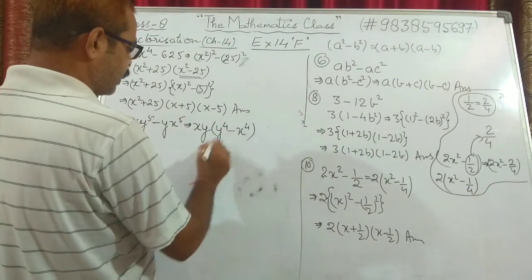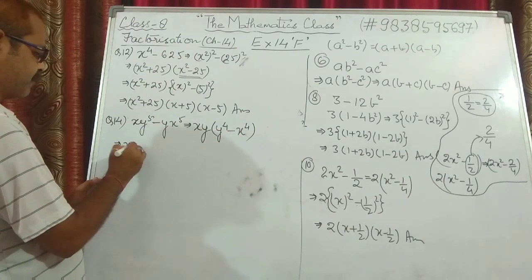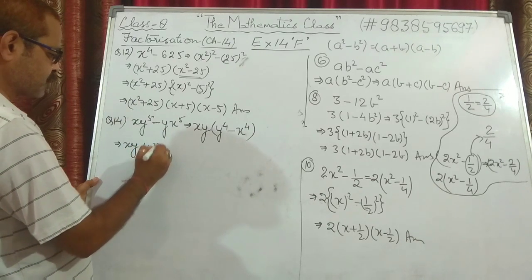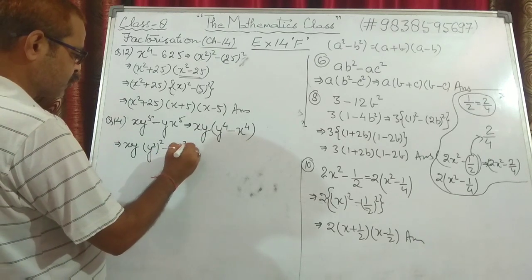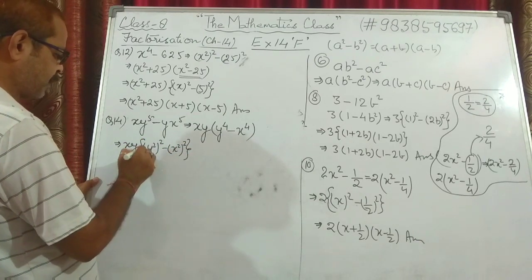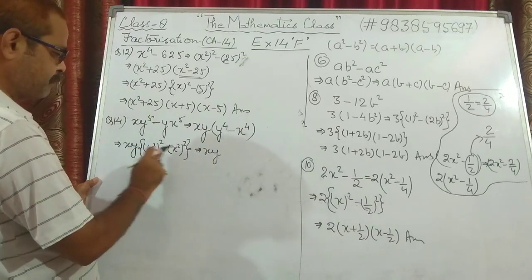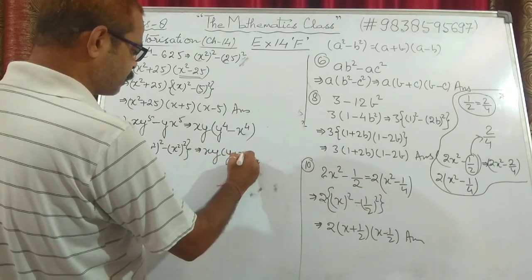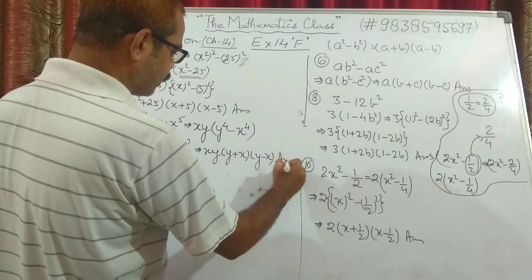4 is left. Now this term can be factorized or can be written as, first we write xy, now y to the power 4 can be written as y square whole square minus x square whole square. So it becomes xy, y plus x and y minus x. A plus b, a minus b. So y plus x and y minus x.